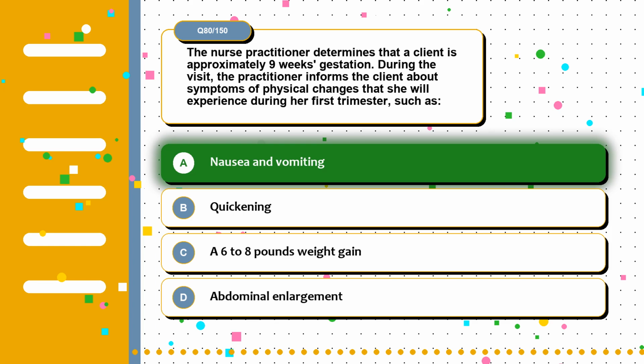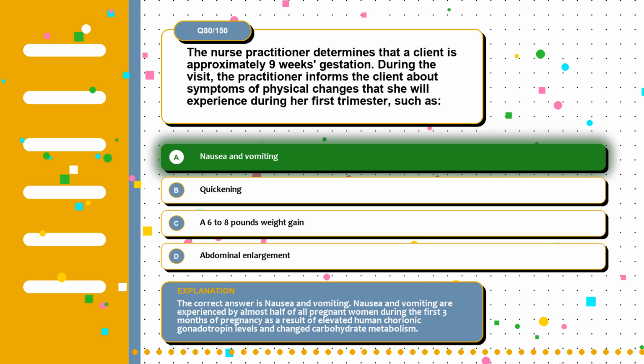The correct answer is option A, nausea and vomiting. Nausea and vomiting are experienced by almost half of all pregnant women during the first 3 months of pregnancy as a result of elevated human chorionic gonadotropin levels and changed carbohydrate metabolism.